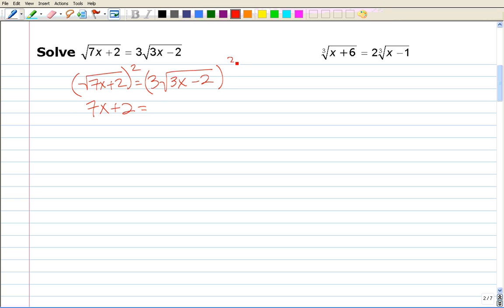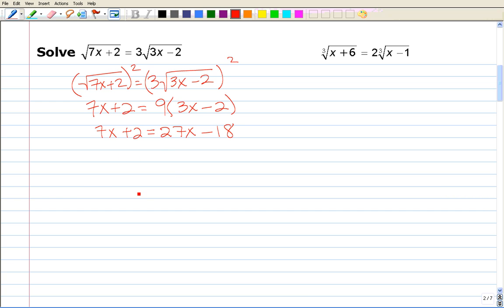When I square that whole thing, I have to distribute that squared to both parts. So 3 squared is 9. And the square root of 3x minus 2 squared is 3x minus 2. So be really careful with that kind of thing right there, because now I have a 9 to distribute. So I have 7x plus 2 equals 27x minus 18.